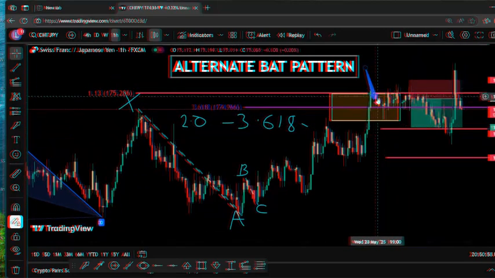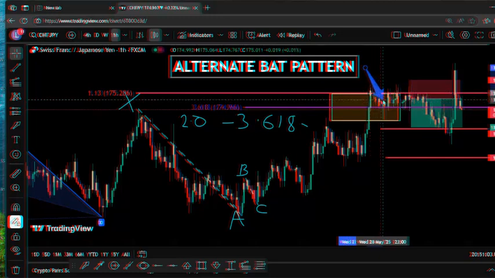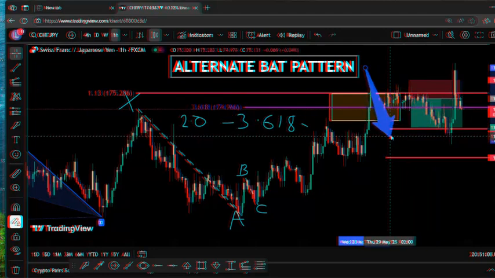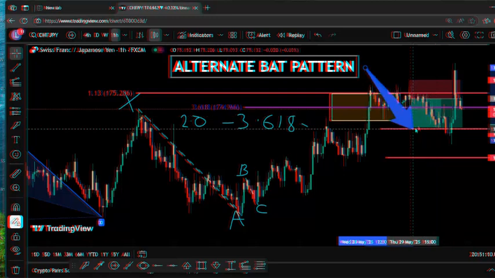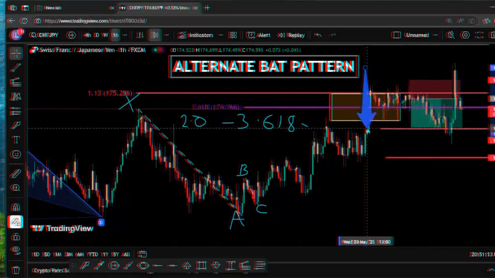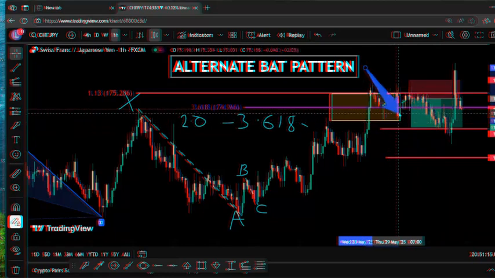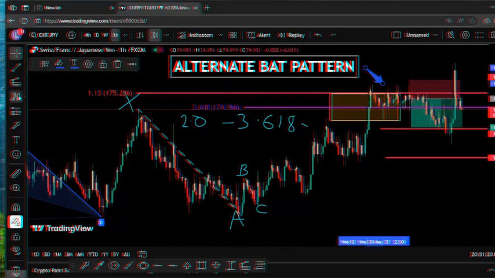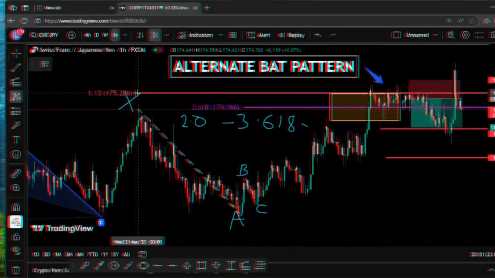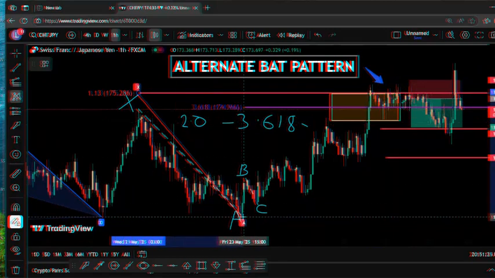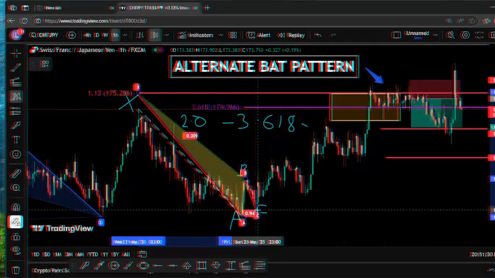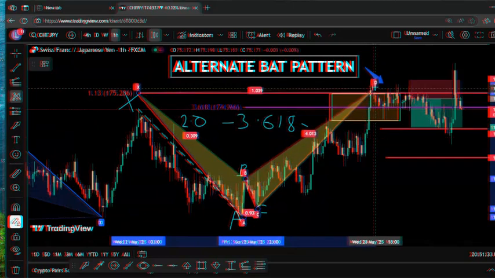It did take some time before it eventually hit the take profit in the early hours of today. So this is how you trade the alternate bat pattern. You just draw it like this: your X to A to B to C, and then to where it ended.